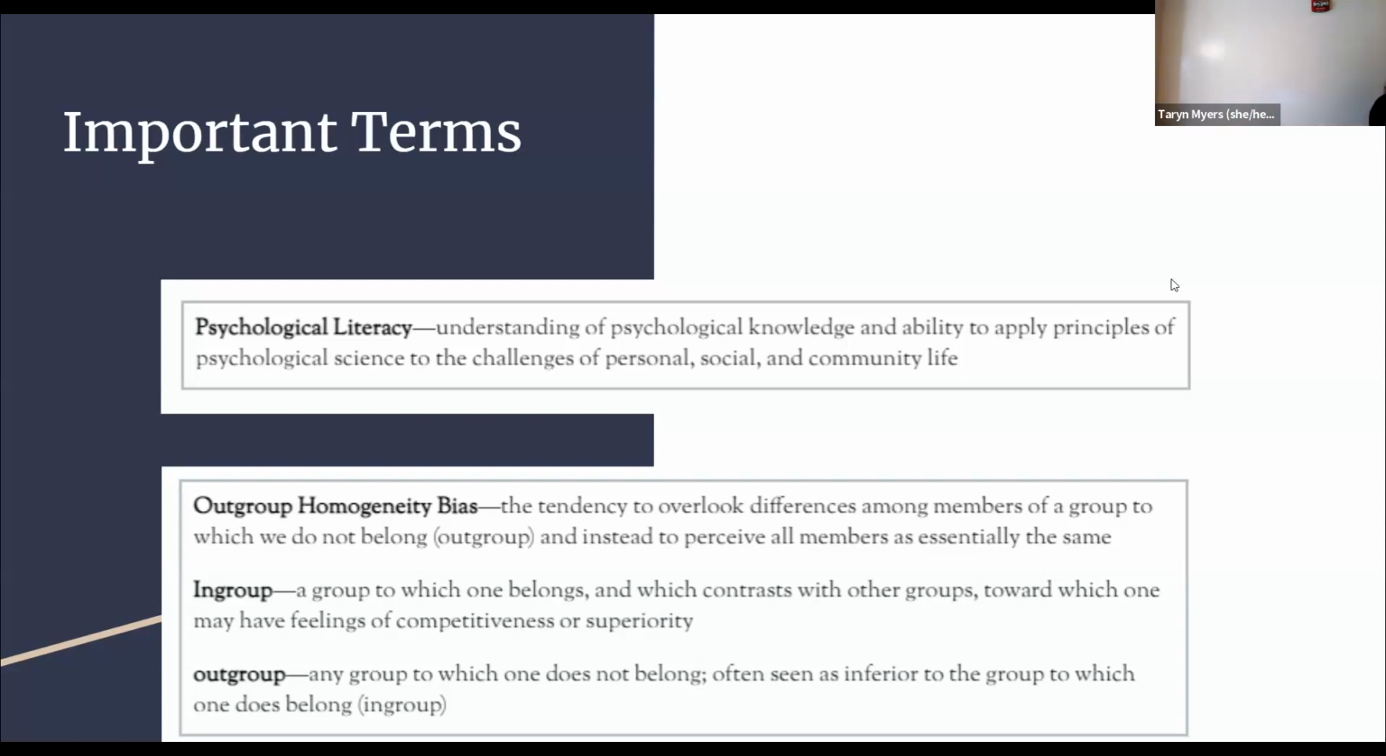And again, we do this on color lines, ethnic lines, sexuality lines, gender lines, right? Political lines. And when we do this, when we put other people in an outgroup and we assume they're all the same, we diminish them to sort of less than human. And we make it real easy to dismiss them. And it becomes problematic.